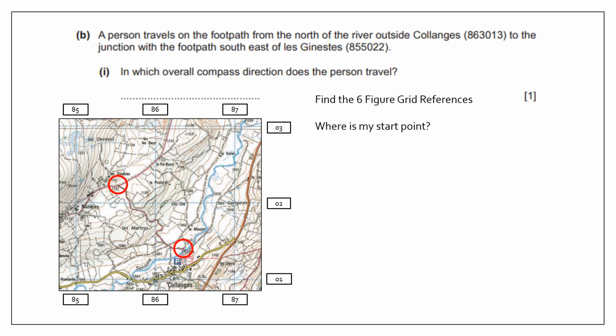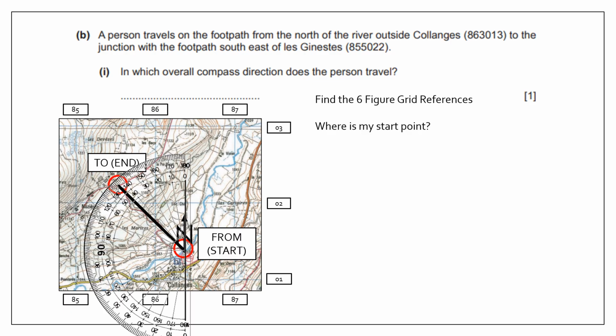So once you've drawn and found those 2 points, you need to work out the start point. So I'm going from the river outside at 863 and I'm going to the junction with the footpath southeast. So my start point therefore is in grid square 8601. So that's where I'm going from, and I'm going to the point on top of the hill. And so after I've worked out the from and start, I'm going to draw a straight black line between the two and then draw a little north arrow pointing upwards from my start point.